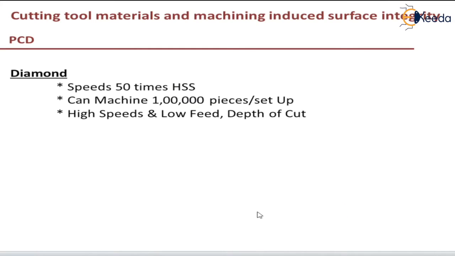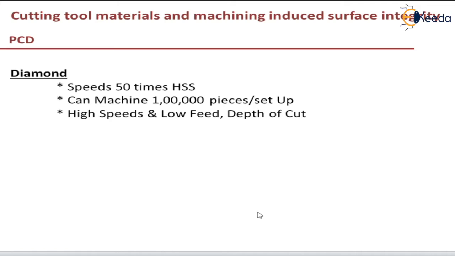So polycrystalline diamond has the same properties as a diamond, and it can be used at speeds 50 times higher than the HSS tool used as a cutting tool material. It can machine 1 lakh pieces per setup, so the productivity is increased, and it is used at high speeds with low feed and depth of cut.